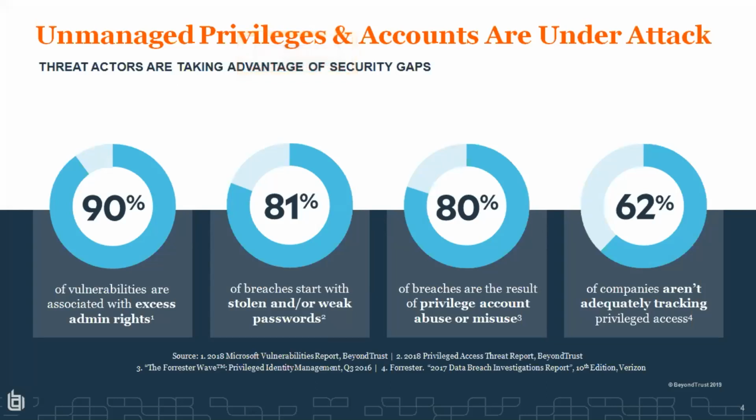And these are some of the statistics that speak for themselves. 90%, and I'll just repeat this, 90% of the vulnerabilities are associated with access to admin privileges, right? 81% of the breaches start with stolen or weak passwords. And I think this goes back to the presentation that Sean made, where he talked about how stealing an identity is far easier than hacking into an organization. 80% of the breaches are due to privileged account abuse or misuse.